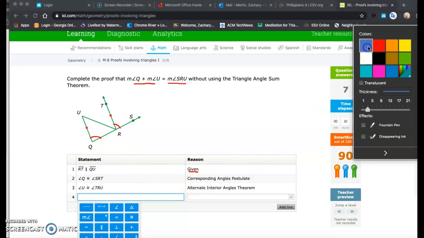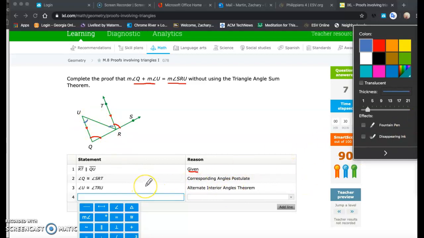All right, now, angle U is congruent to angle TRU. Well, kind of again, turn your head to the side. You've got parallel lines. You've got a transversal here. These are interior to those parallel lines on alternate sides of the transversal. That's the alternate interior angles theorem, okay? So I think we're clear on that.